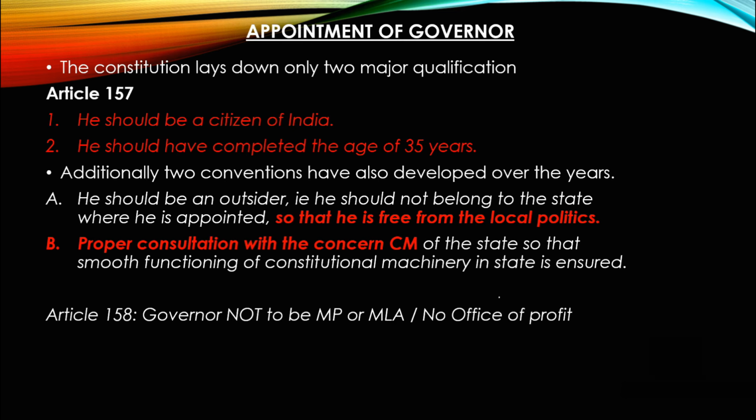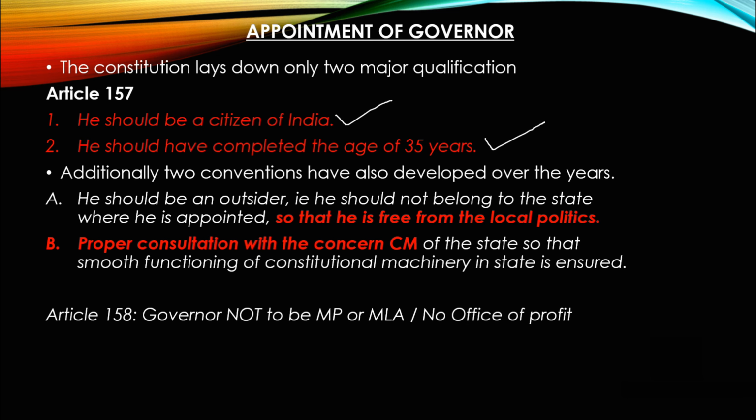To become the governor of a state, the constitution has laid down two very simple qualifications under Article 157. First, he should be a citizen of India only, and then the age is 35 years.